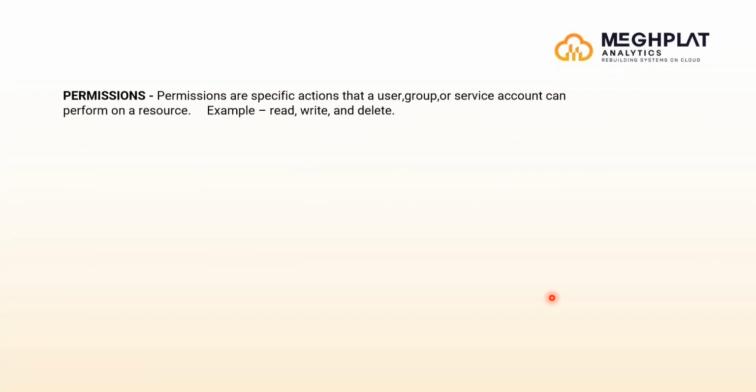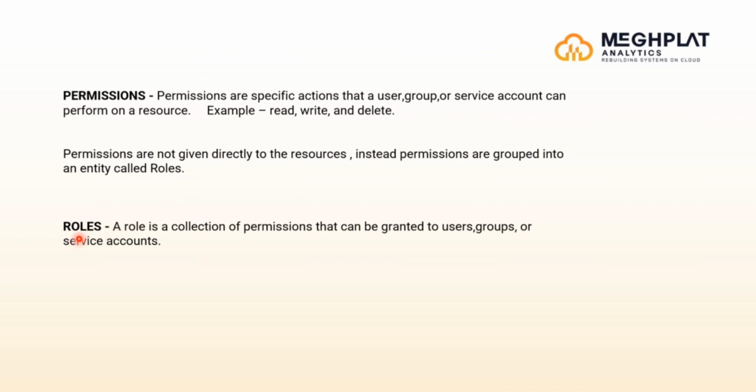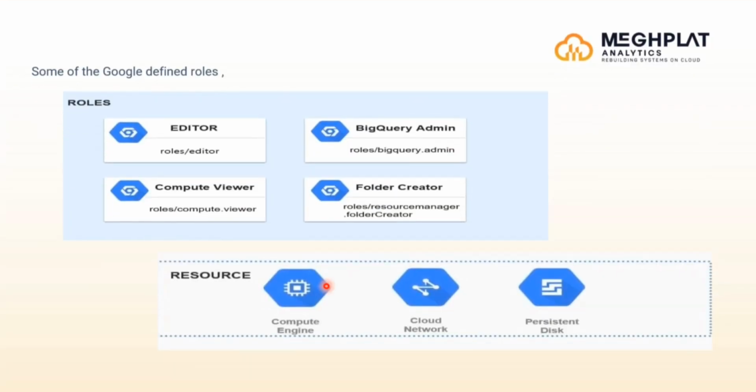So what are permissions? Permissions are specific actions that a user, group or a service account can perform on a resource. For example, read, write and delete. Permissions are not given directly to the resources. Instead, permissions are grouped into an entity called roles. What is a role? A role is a collection of permissions that can be granted to users, groups or service accounts. Only roles will be tagged to the concerned users or groups. So, every role will have multiple permissions at the back.